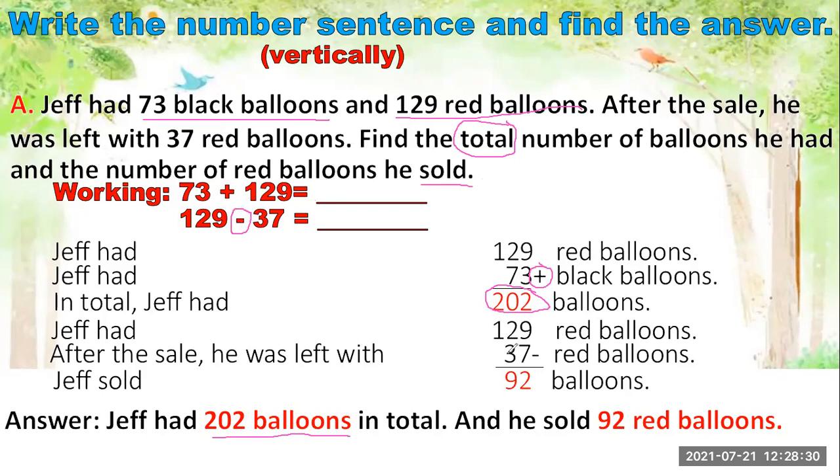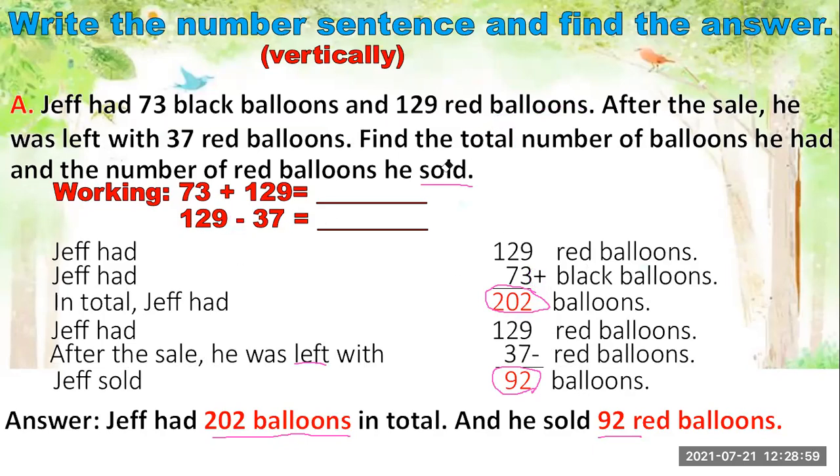So Jeff had 129 red balloons, right? And after the sale, he was left with 37. So we will subtract: 129 minus 37 is equal to 92. So that's why we have here, he sold 92 red balloons. So this is the answer for question letter A.